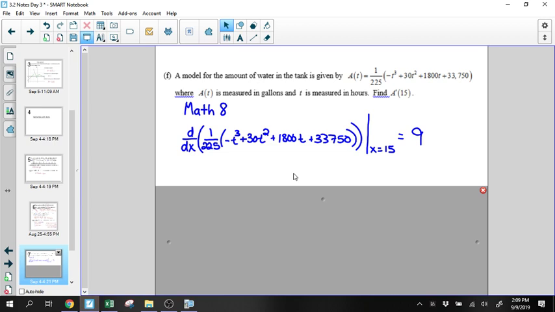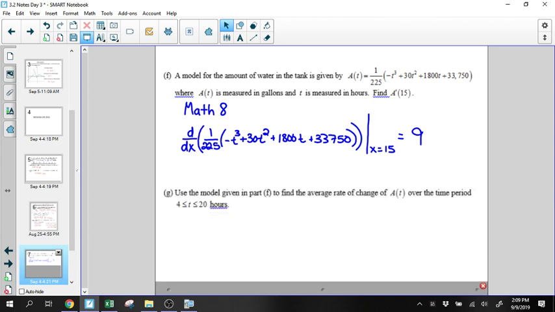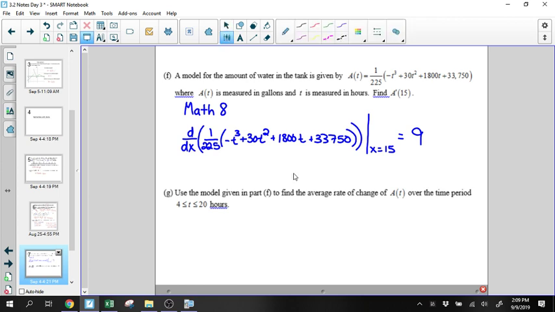All right, you got that typed into your y1. We're going to look at the last question together. So we did the derivative at 15. We let our calculator do the numerical derivative for us. Okay. The last question is this. Use the model given here, the equation given here, to find the average rate of change, fancy word for slope, right? Average rate of change over the time period 4 to 20. So we are doing A of 20 minus A of 4 over 20 minus 4, right?